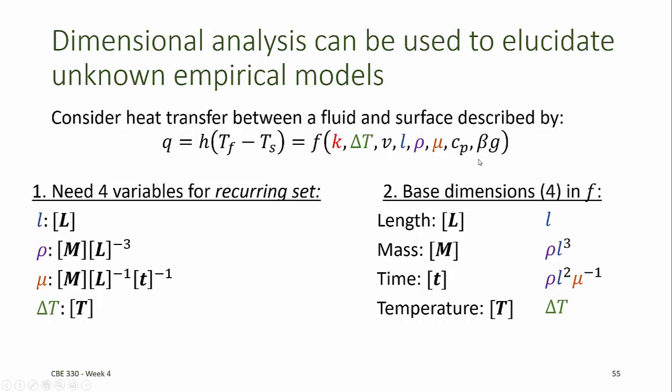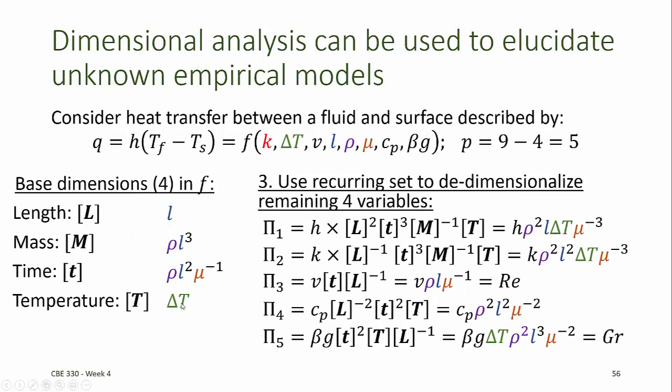Next, we'll de-dimensionalize the remaining variables, H, K, V, Cp, and beta g, using the quantities here that represent length, mass, time, and temperature. The quantities representing length, mass, time, and temperature, containing only our recurring set, are written here on the left-hand side. We'll start by de-dimensionalizing H. To de-dimensionalize the heat transfer coefficient, we need to multiply by length squared, time cubed, reciprocal mass, and temperature. We do that by selecting these quantities here, and then after some simplification, we arrive at our first pi variable, which we call pi 1.